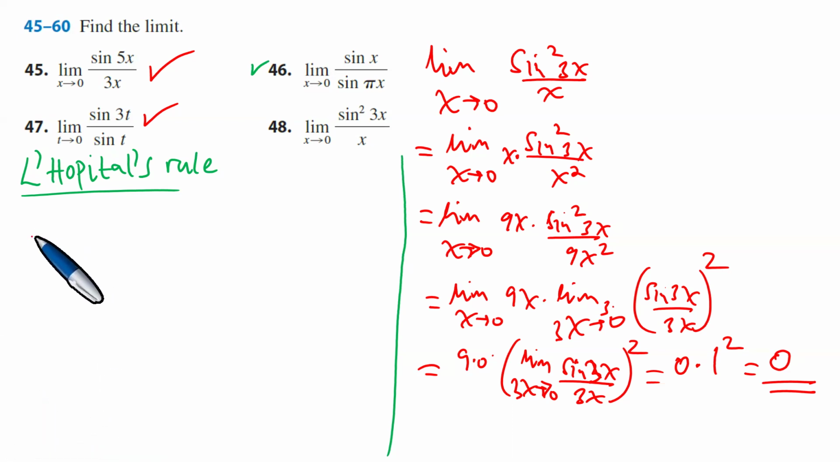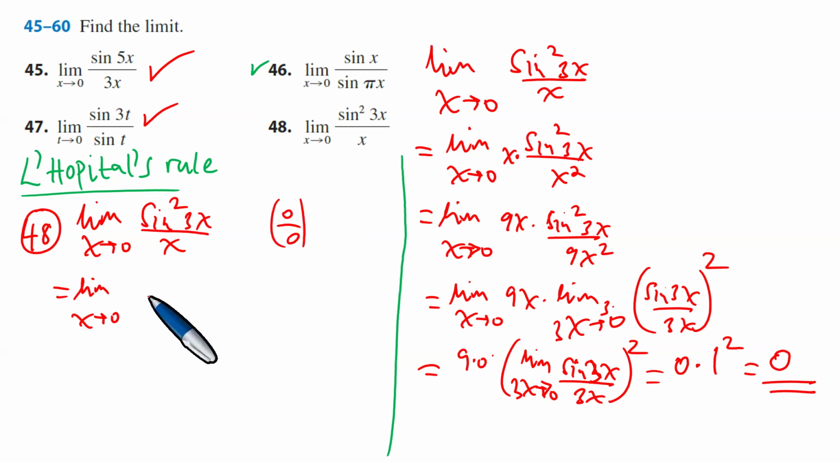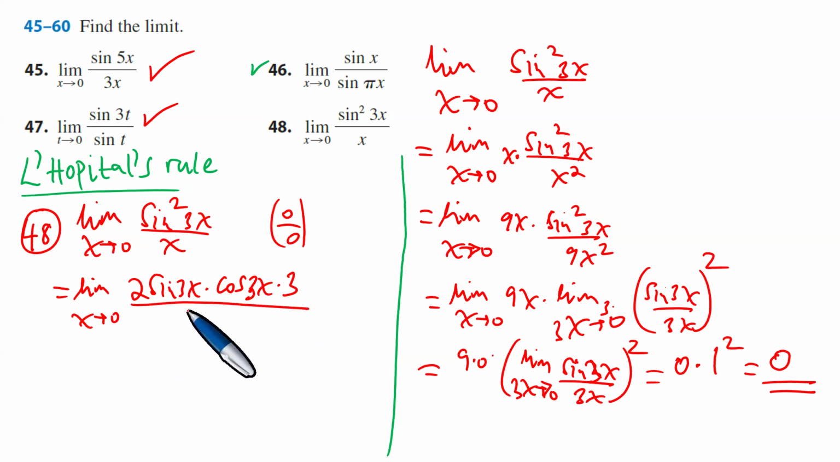Now if you look at 48, here you have sine squared 3x divided by x, and now x approaches 0. At this point, you substitute straight away: sine 0 squared is 0 over 0, in which case you can find the derivative of this. The derivative of sine squared 3x is 2 sine 3x times cosine 3x, and then multiply by 3. You divide by the derivative of x, which is 1.